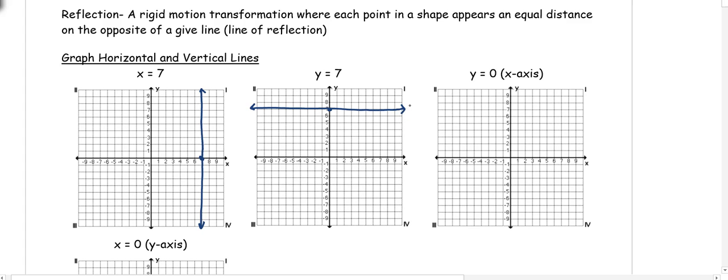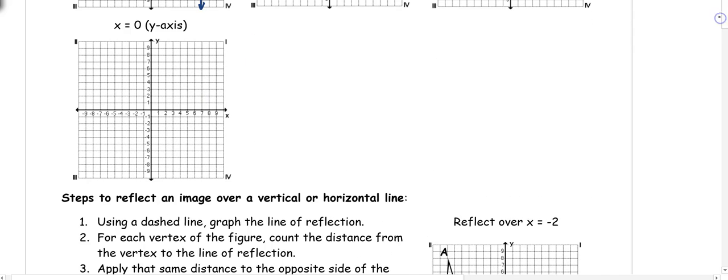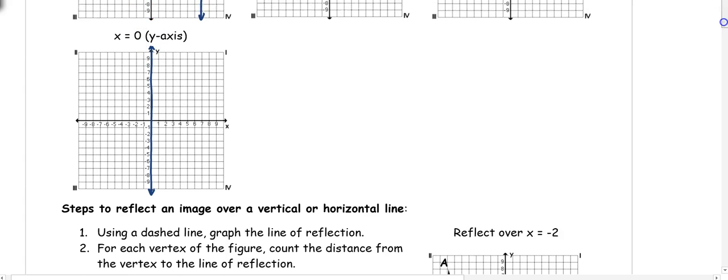Now, these ones are interchangeable. Y equals 0, or the x-axis, is going to be our horizontal axis. And x equals 0, or the y-axis, is going to be our vertical axis. So let's look at how we reflect over a vertical or horizontal line.